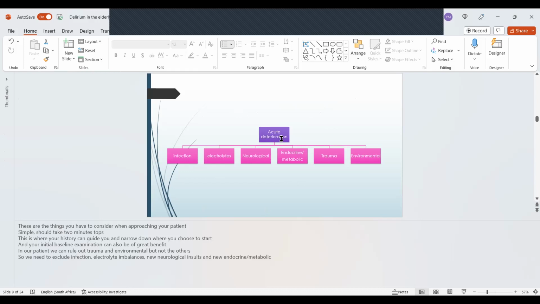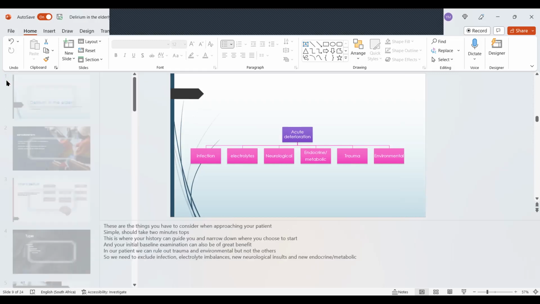So what happens in an acute deterioration? You've got to look for infection, electrolyte imbalances, neurological injury or neurological infection as well, endocrine and metabolic abnormalities, trauma, and environmental causes. So these are the things you should consider when approaching your patient. It's simple. It shouldn't take you more than a few minutes just to get a history about all of these things. This is where history can guide you and narrow things down on where to start. And your initial baseline examination can also tell you quite a bit. So put your hand on the patient, listen to the patient. So we need to exclude all of these things before we move on, right?